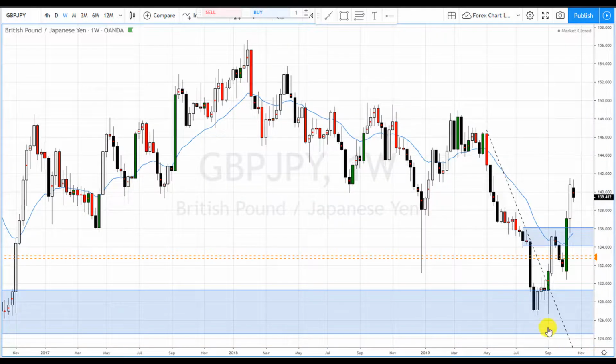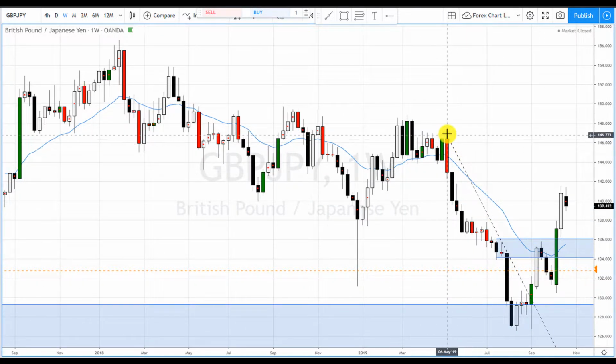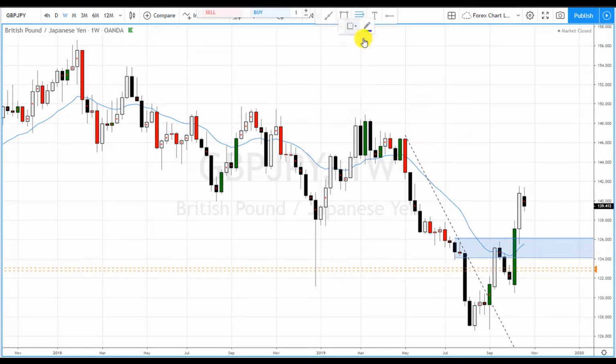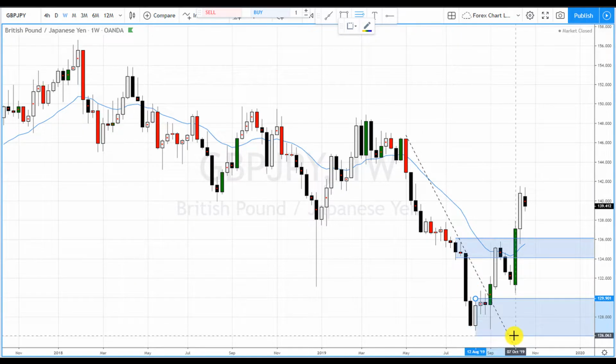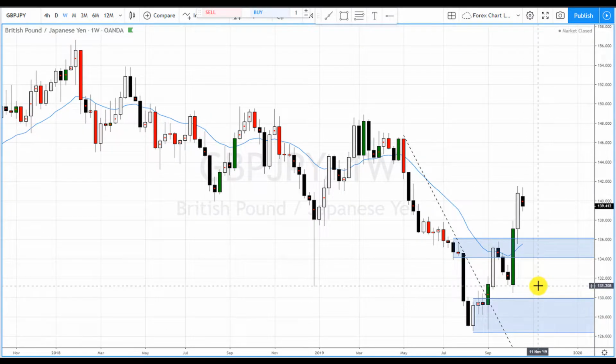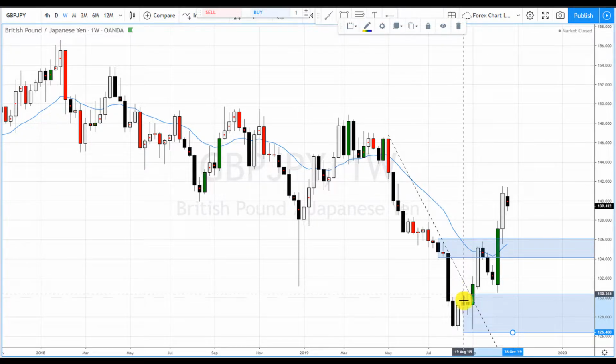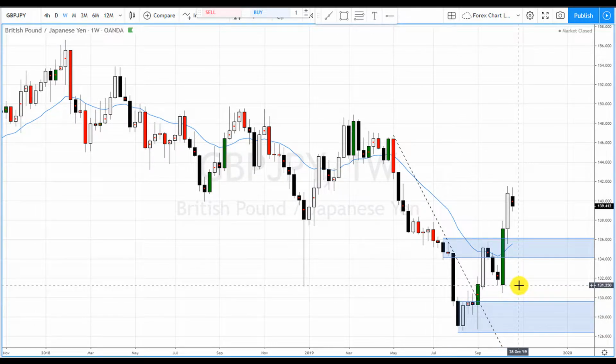Alright, so the weekly, you see it was in a downtrend, but then the downtrend was broken by these two wide body candles, forming a new area of demand down here. Depending on how you draw it, I don't draw it like this, but I draw it like this. So price may or may not touch it. In my case, it did not touch it, and then it rallied.